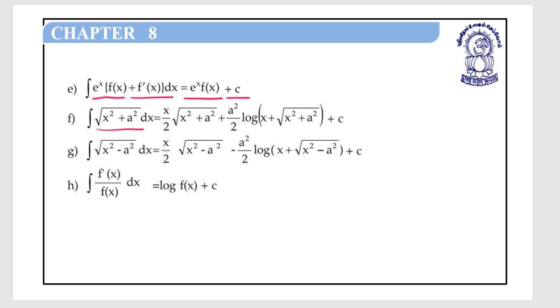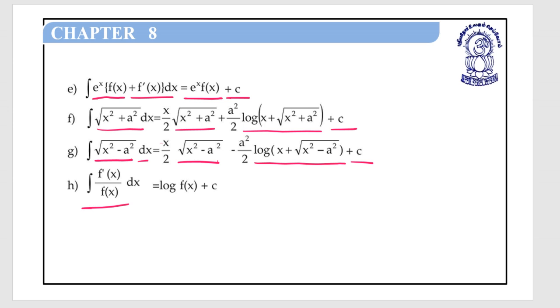Integration of under root x square plus a square dx is equal to x by 2 under root x square plus a square plus a square by 2 log x plus under root x square plus a square plus c. Integration of under root x square minus a square dx is equal to x by 2 under root x square minus a square minus a square by 2 log x plus under root x square minus a square plus c.